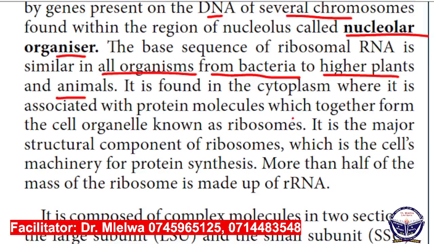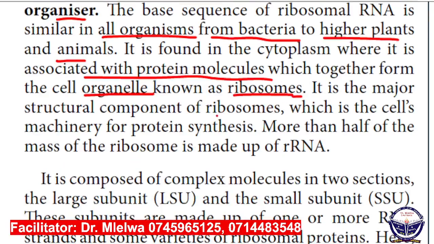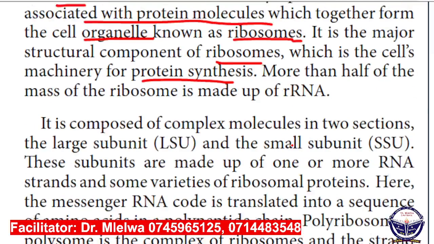It is found in the cytoplasm, where it is associated with the protein molecule, which together form the cell organelle known as ribosomes. So what you know as ribosome, kile unachokijua wewe kwamba ni ribosome. Ribosome ni muunganiko wa ribosomal RNA pamoja na protein. Ribosomal RNA pamoja na ribosomal protein, they combine together to form an organelle known as ribosomes. So it is the major structural component of ribosomes, which is the cell's machinery for protein synthesis. More than half of the mass of ribosome is made up of ribosomal RNA.